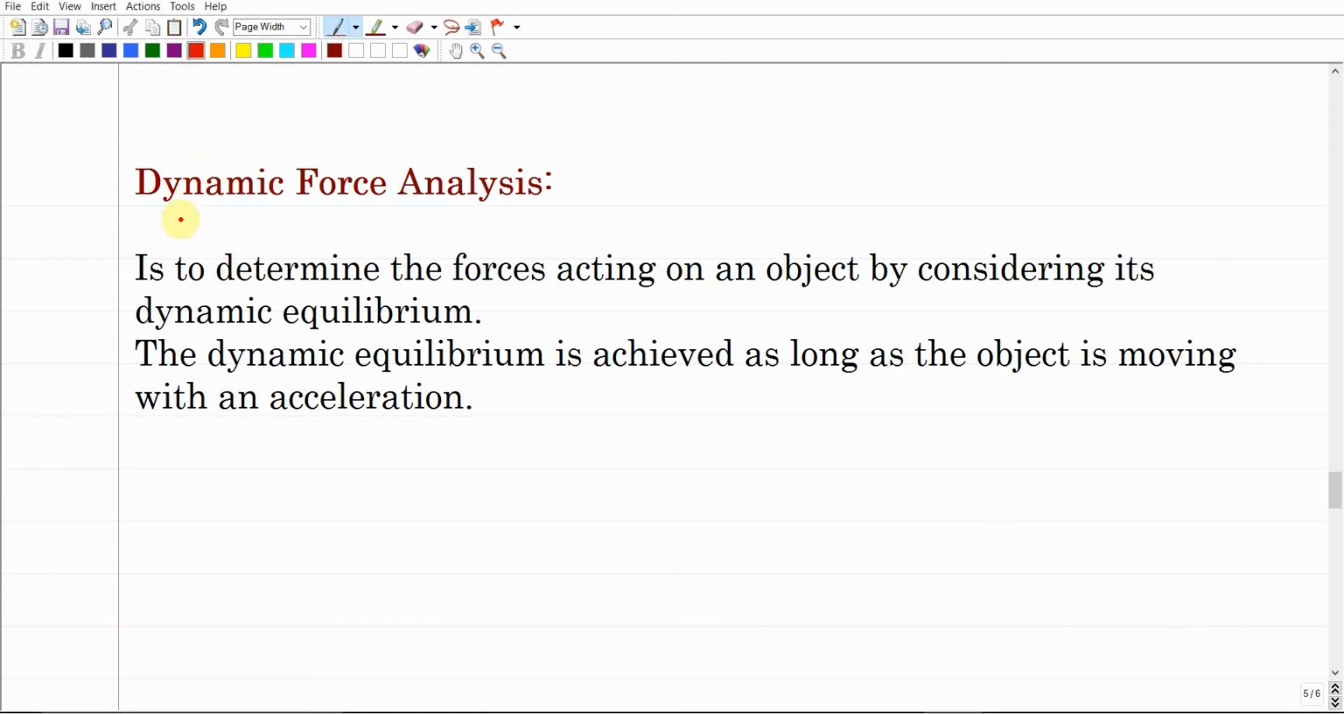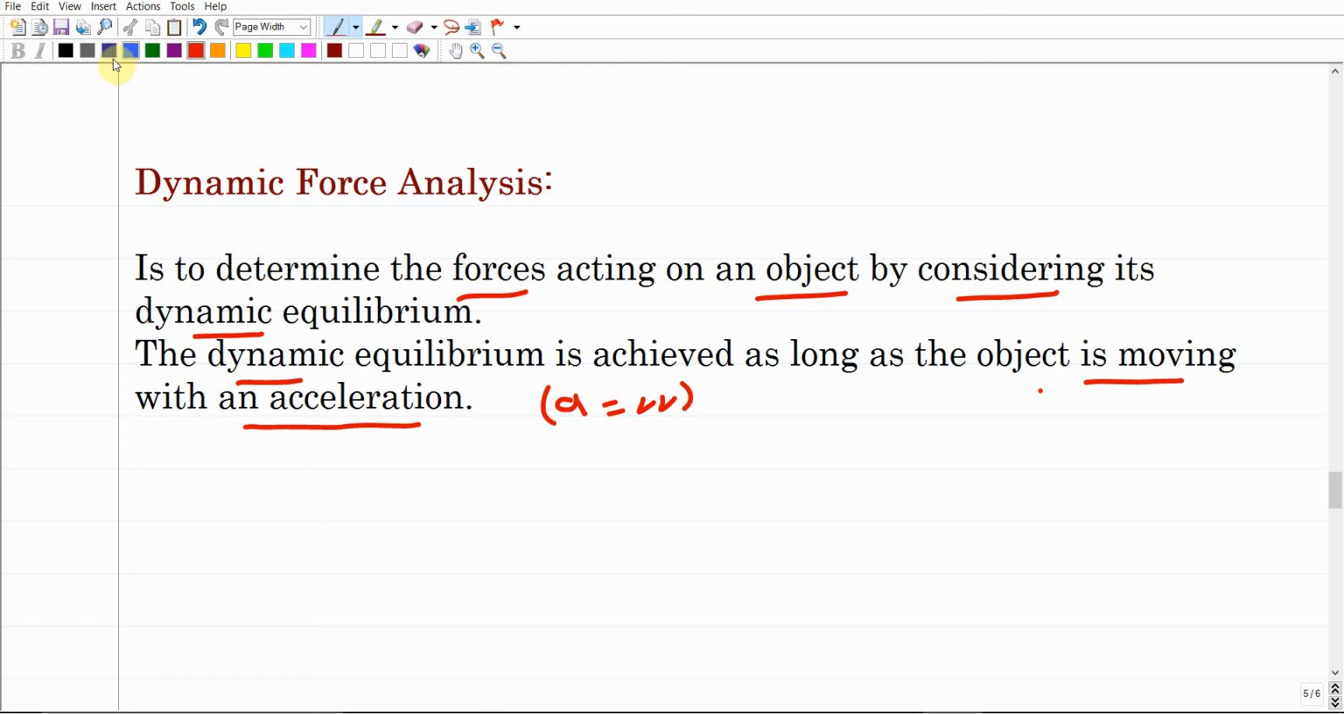Dynamic force analysis is to determine the forces acting on an object by considering its dynamic equilibrium. So what does dynamic equilibrium mean? Dynamic equilibrium is achieved as long as the object is moving with an acceleration. It means the acceleration will have a value; it won't be zero as in the static case. As we mentioned, since we have an acceleration, any object with a specific mass will exhibit an inertia, either an inertia force or an inertia moment acting on this object, right?